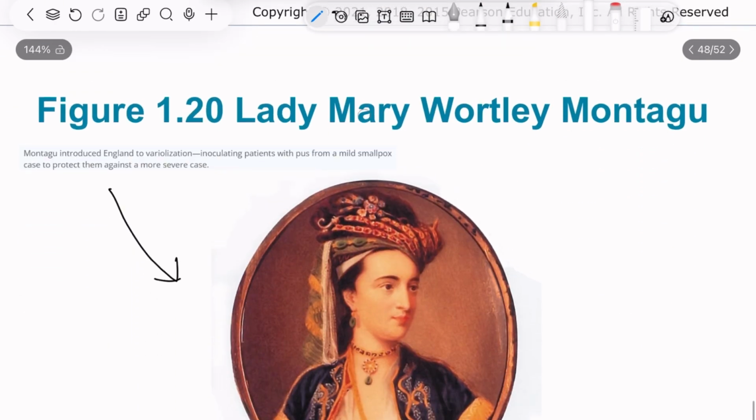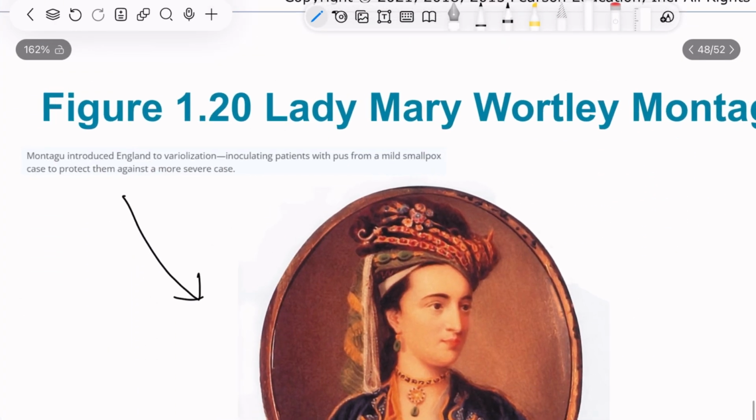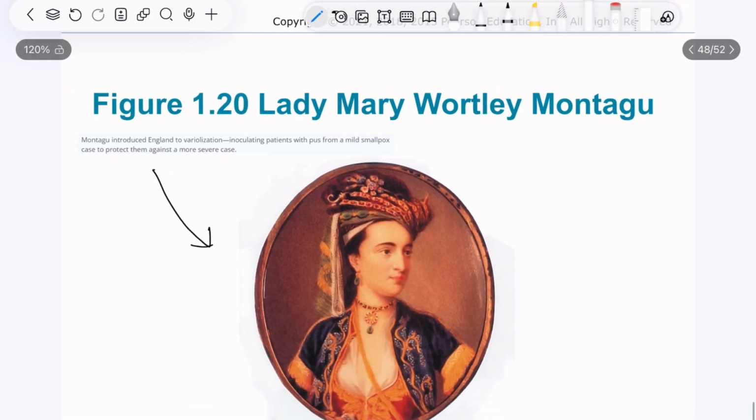So here's a picture of Lady Mary Wortley Montagu. Again, Montagu introduced England to variolation, which is the procedure in which she inoculated patients with pus from a mild smallpox case to protect them against a more severe case.